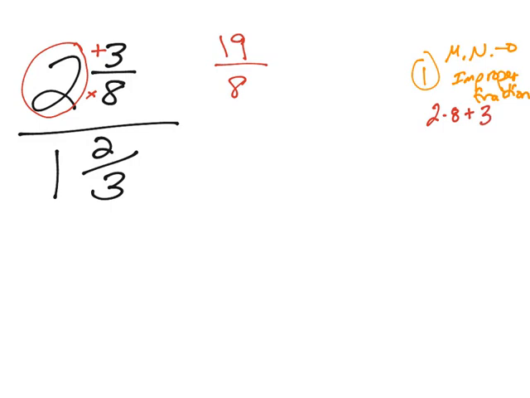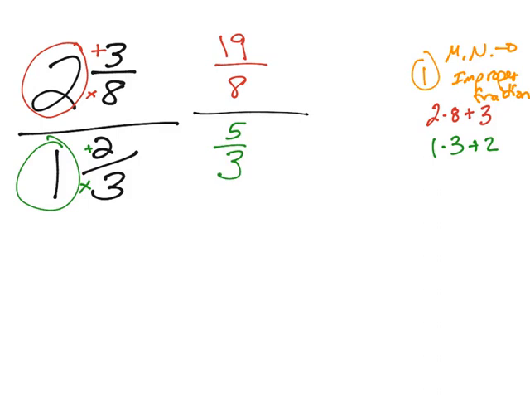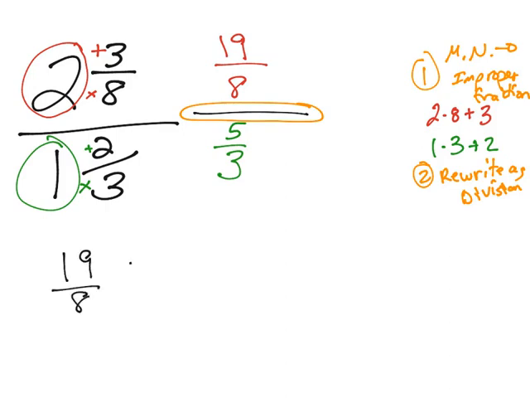For our main denominator, we're going to take 1 times 3, because we multiply by the denominator and then add the numerator. So 1 times 3 is 3, plus 2 is 5. So 5/3. That's step 1. Step 2 is to rewrite as a division problem, because a fraction bar just means division. So this is the same as 19/8 divided by 5/3.